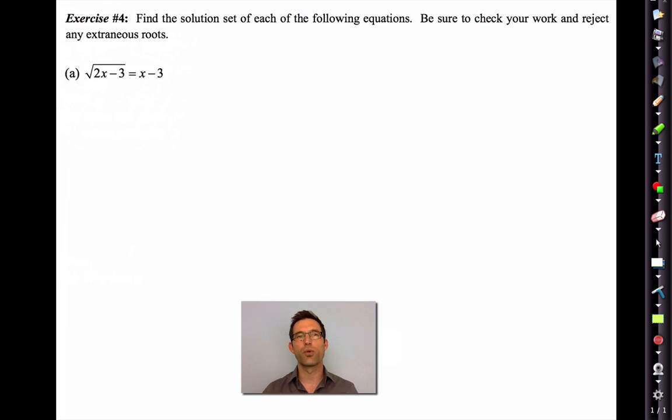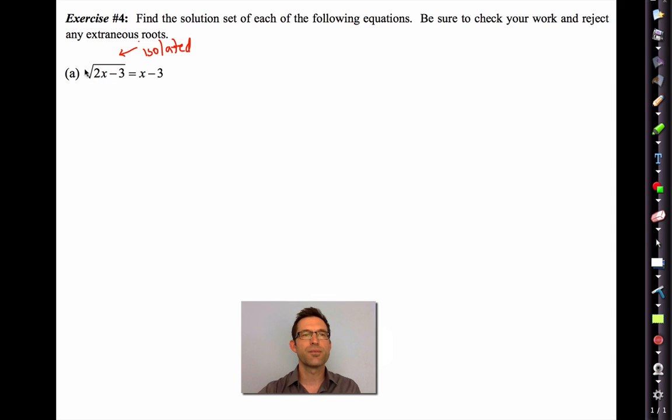And let's tackle a square root problem. I know that I had these two equations on the same sheet, but I want lots of room. So let's take a look. It says, find the solution set of each of the following equations. Be sure to check your work and reject any extraneous roots. All right, fair enough, no problem. Okay, so what we've got here is the square root already isolated. Now, by isolated, I mean I don't want anything else on the same side as the square root, just that. But once we've got it isolated, then it's easy enough.